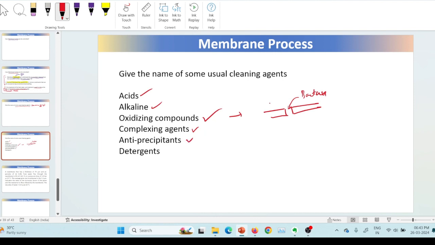Anti-precipitant: those particles which can precipitate, we will solubilize them, so that the fouling cannot happen. Detergents are used for cleaning; we are aware of that. So these cleaning agents can be used for cleaning the membrane.